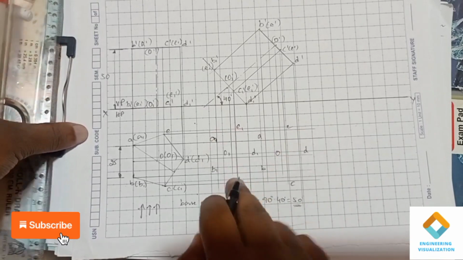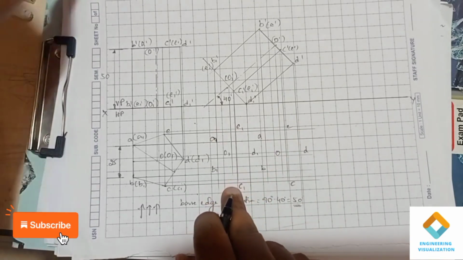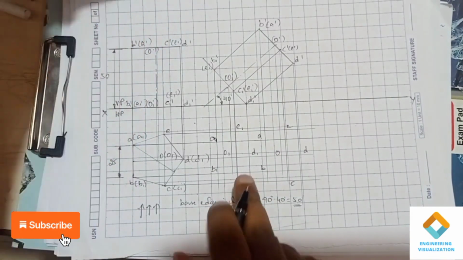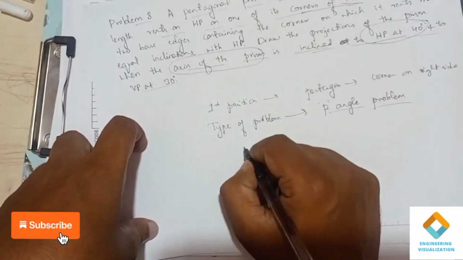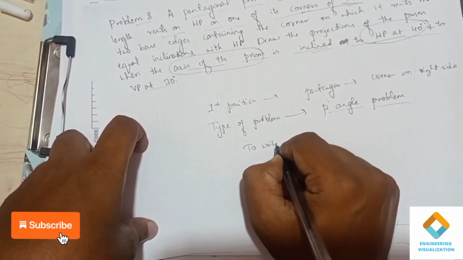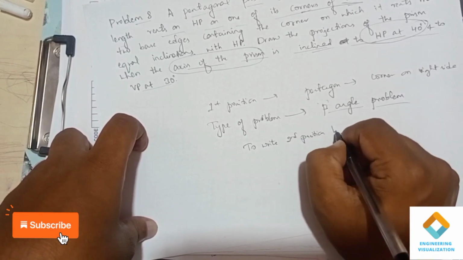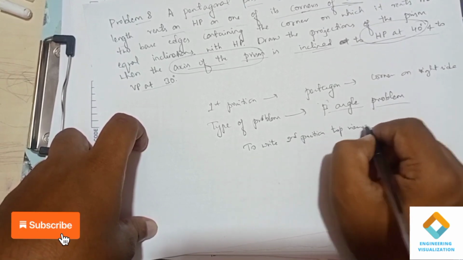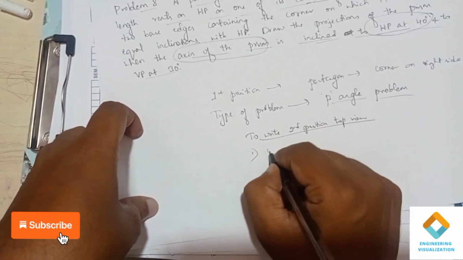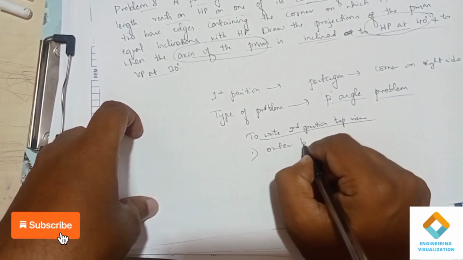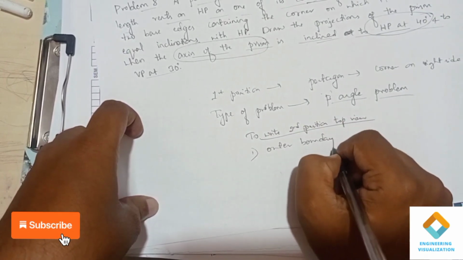Now to construct this second position top view, we will be following 3 steps here. This concept holds good for all the prisms and pyramids. First step is writing the outer boundary line.